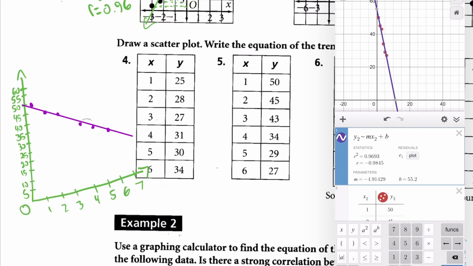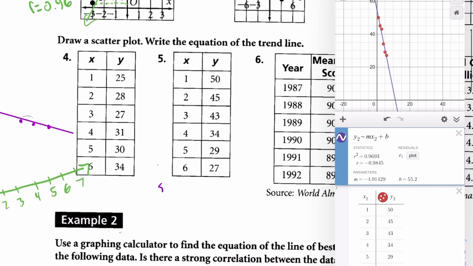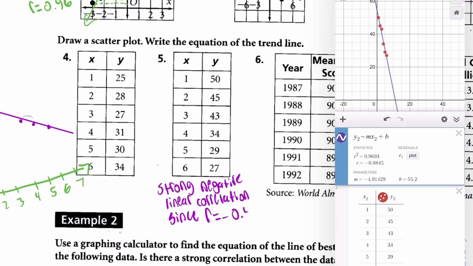It says our R value is negative 0.98, so that means that this is a strong linear correlation. Strong negative linear correlation, since R equals negative 0.98. I'll put 0.98, negative 0.98.